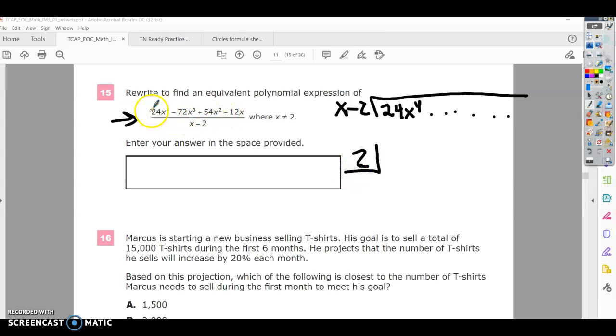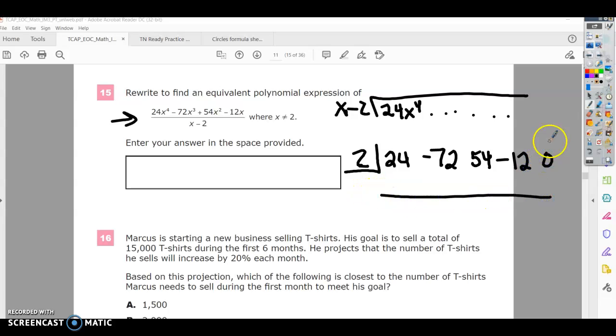So that means we're just going to use 24, negative 72, 54, and negative 12. So make sure you're not missing an exponent. So we got 4, 3, 2, 1. We don't have a 0. You can add that if you want. So we're going to put 24, negative 72, 54, negative 12. And just to keep everything straight, since there's no constant, I'm going to go ahead and add a 0. So I'm going to bring down the 24.